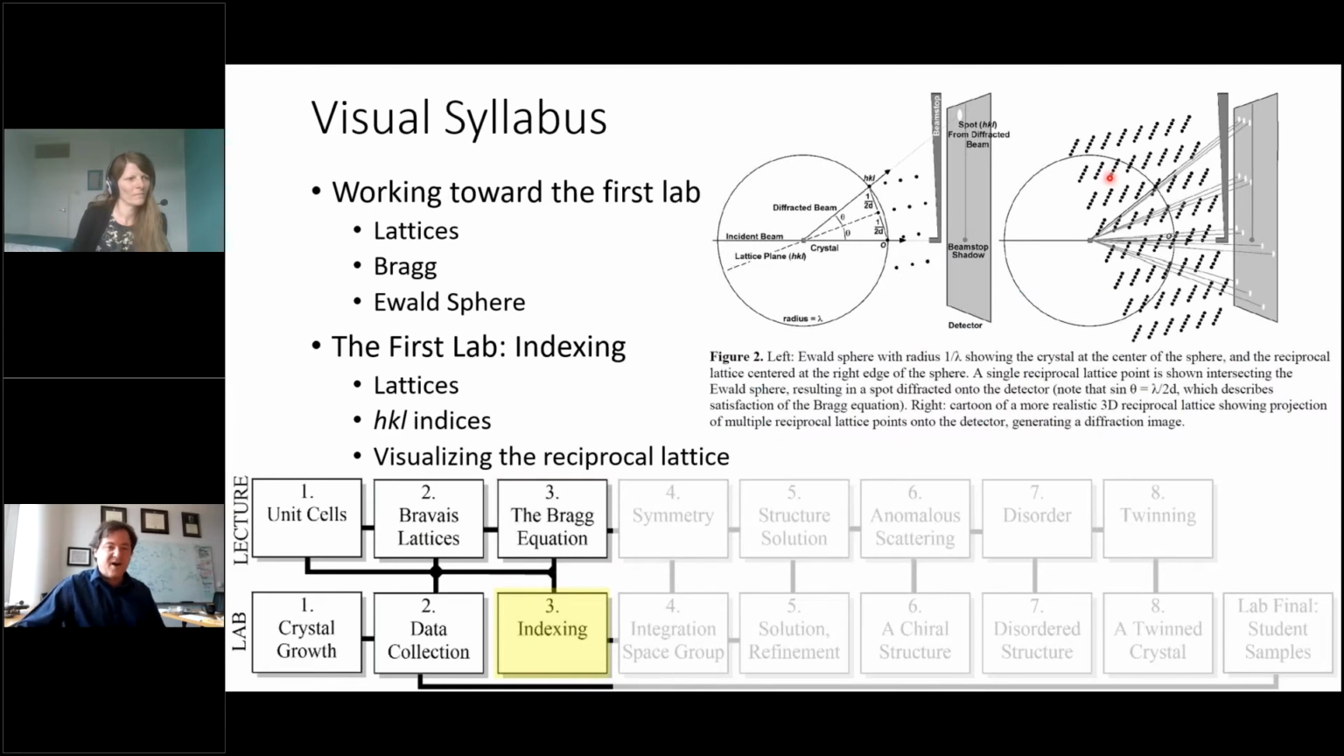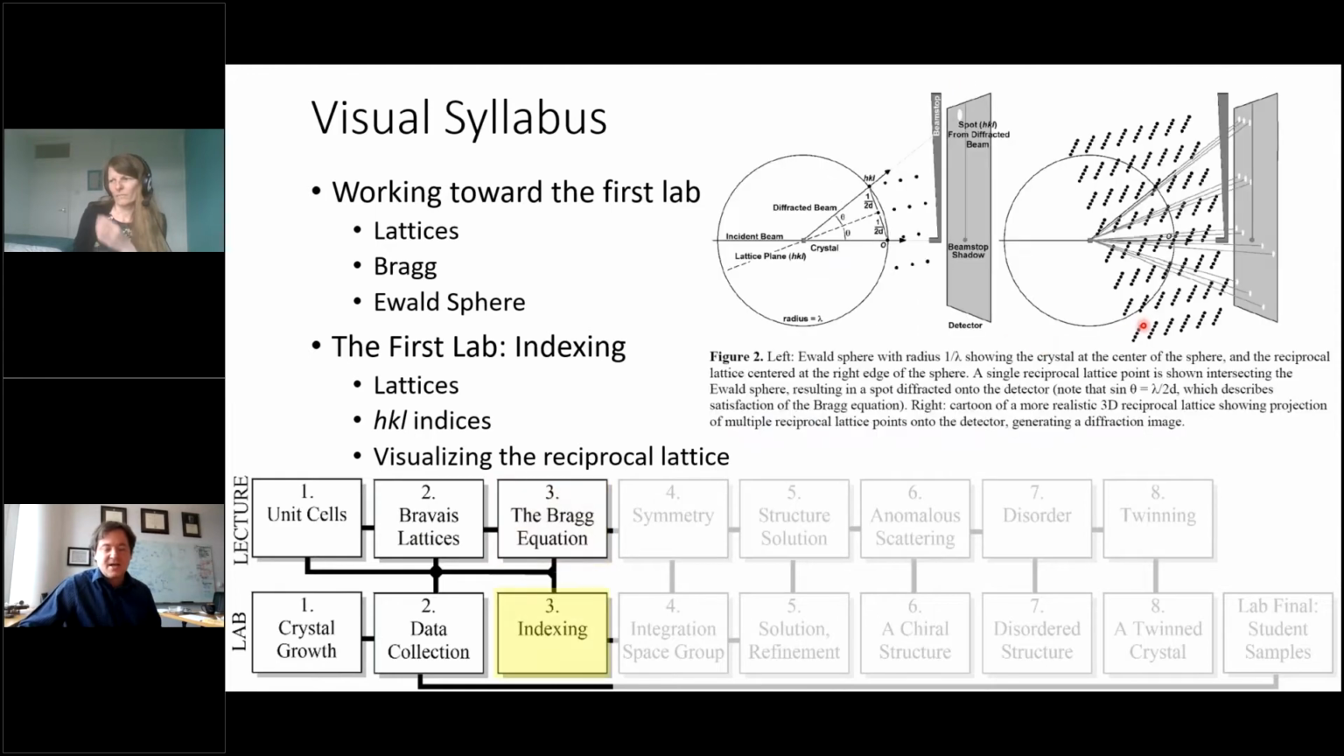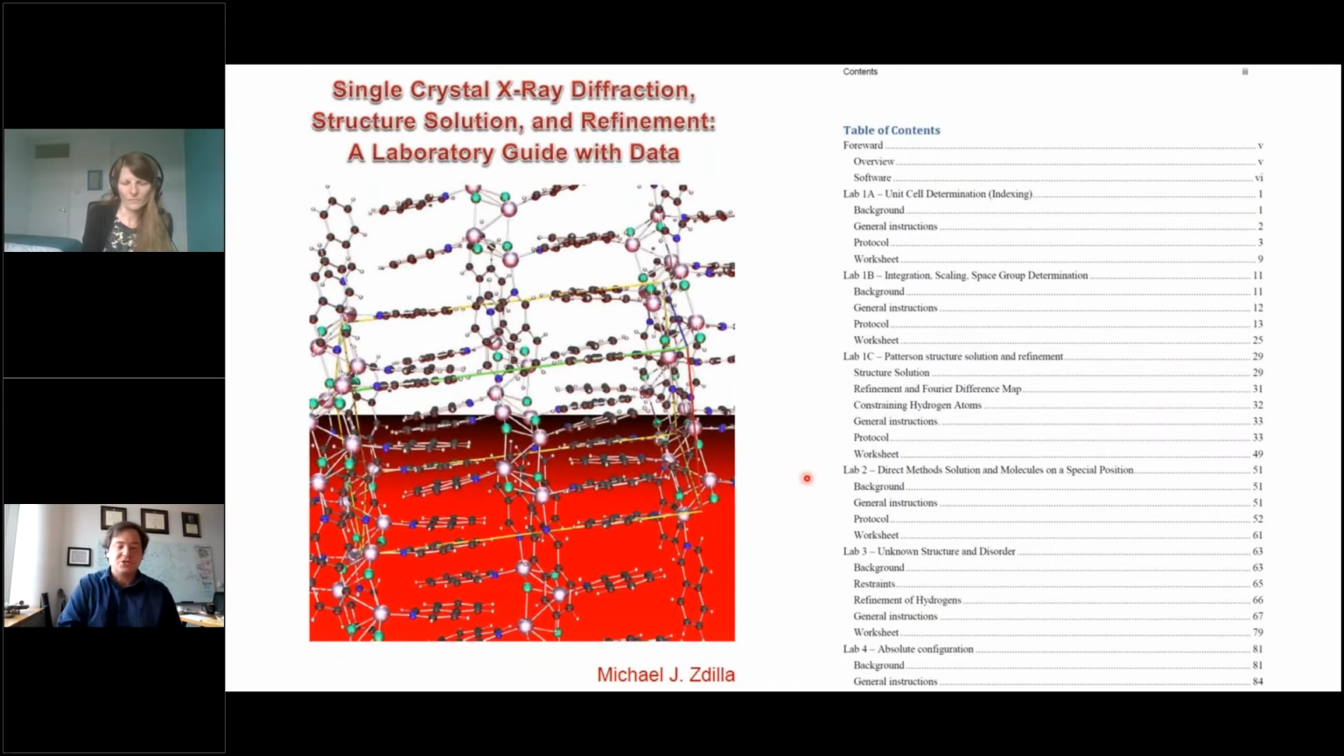But then for me, the most fun lecture is to present the Ewald construction, and this is kind of the big reveal that the reciprocal lattice, which seemed like an abstract way to organize your thoughts, is actually the diffraction pattern, and the diffraction image is actually a 2D slice through the reciprocal lattice. And at that point, I think it becomes appropriate to go into the lab and start looking at X-ray photographs, because only then does the student really understand what they're looking at.